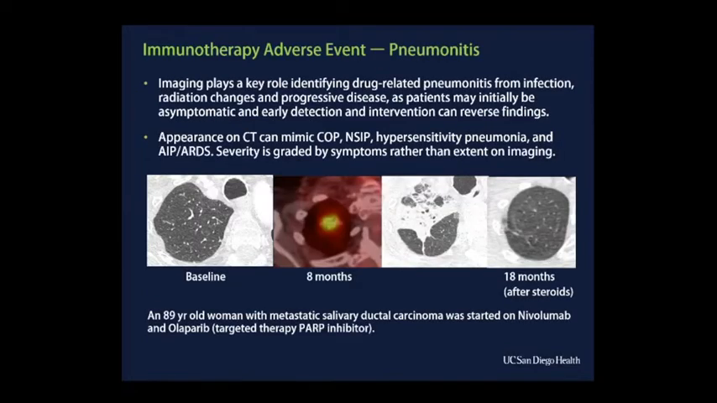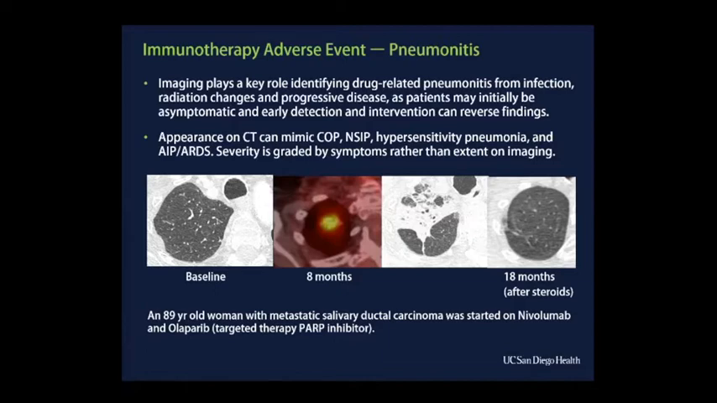And then I included pneumonitis because while it's technically not the domain of head and neck radiologists, we all need to be familiar with what can go on in the lung apices. And so this is a baseline CT on this patient. She was an 89-year-old who had metastatic salivary ductal carcinoma. She was started on Nivo as well as a targeted therapy PARP inhibitor for her disease. And her baseline CT confirmed she had a clear right upper lung.